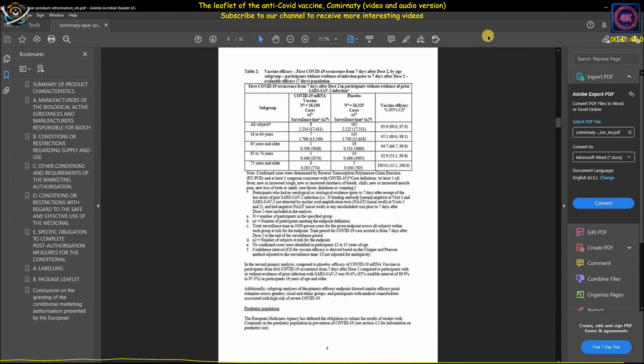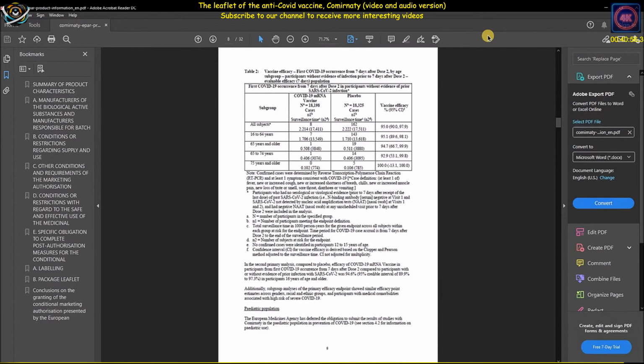In the second primary analysis, compared to placebo, efficacy of COVID-19 mRNA vaccine in participants from first COVID-19 occurrence from 7 days after dose 2, in participants with or without evidence of prior infection with SARS-CoV-2, was 94.6%, 95% credible interval of 89.9% to 97.3%, in participants 16 years of age and older. Additionally, subgroup analyses of the primary efficacy endpoint showed similar efficacy point estimates across genders, racial and ethnic groups, and participants with medical comorbidities associated with high risk of severe COVID-19.